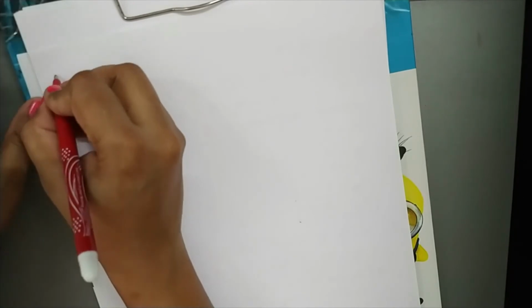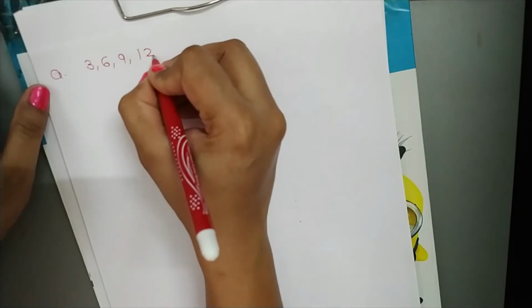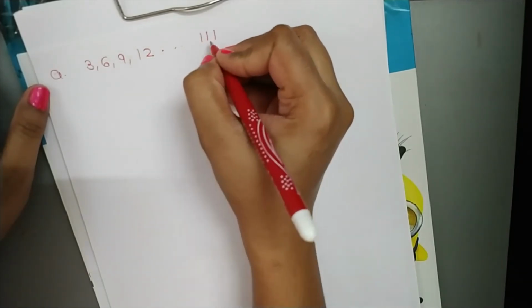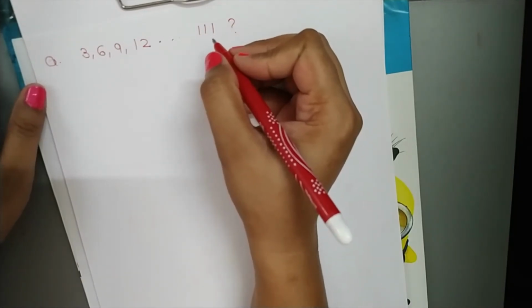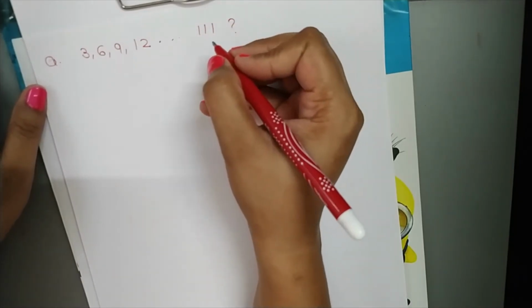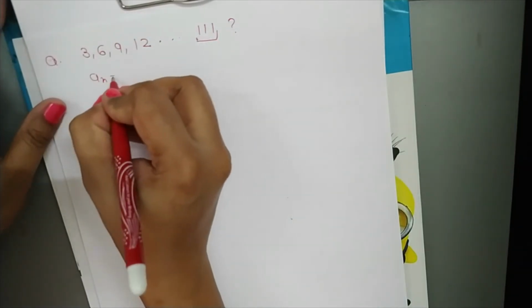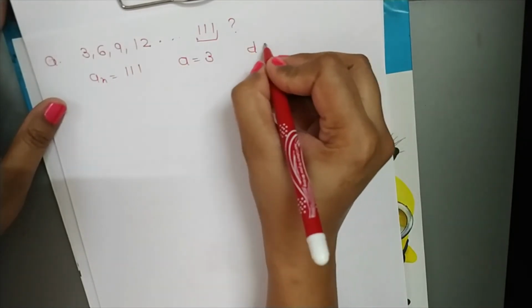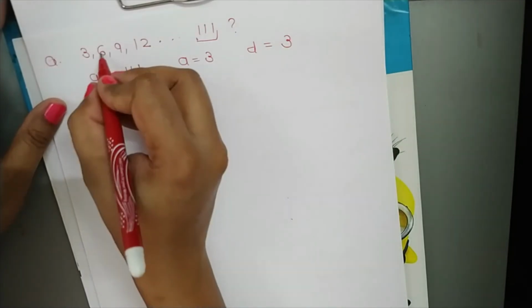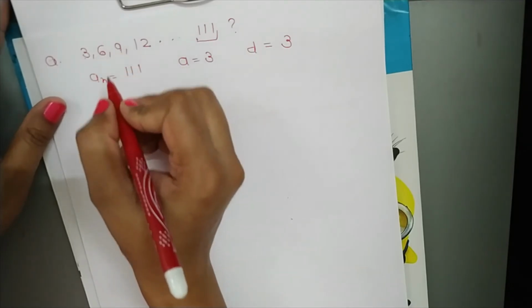How many terms are there in the sequence 3, 6, 9, 12 and so on, up to 111? Okay, so we have to find the value of n. How many terms are there? So this is the an value. an is equal to 111, a is equal to 3 and d is also 3. 6 minus 3 is equal to 3, 9 minus 6 is equal to 3.